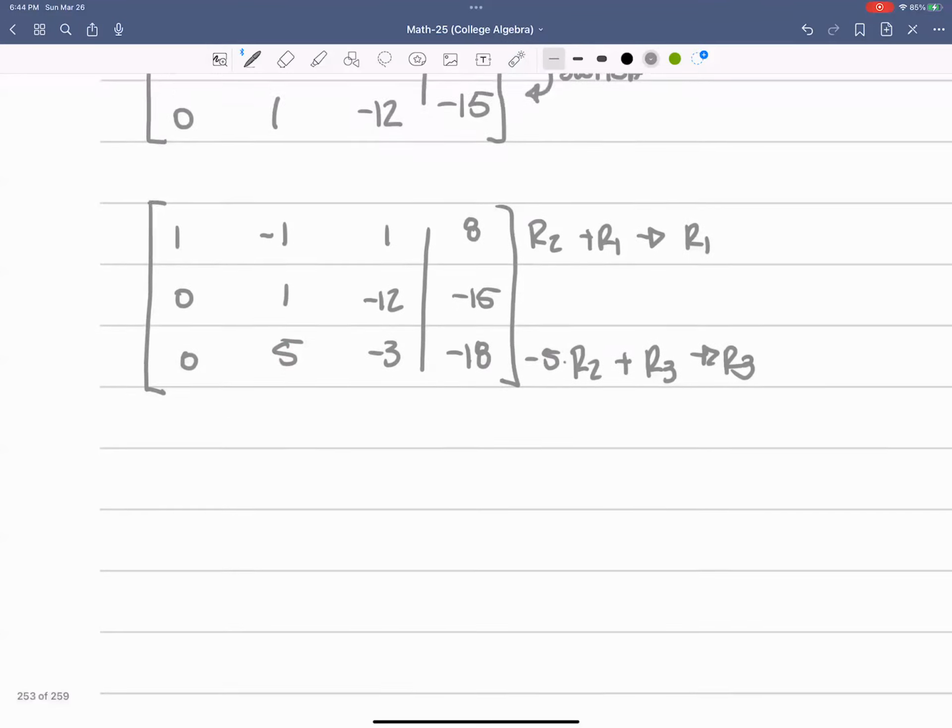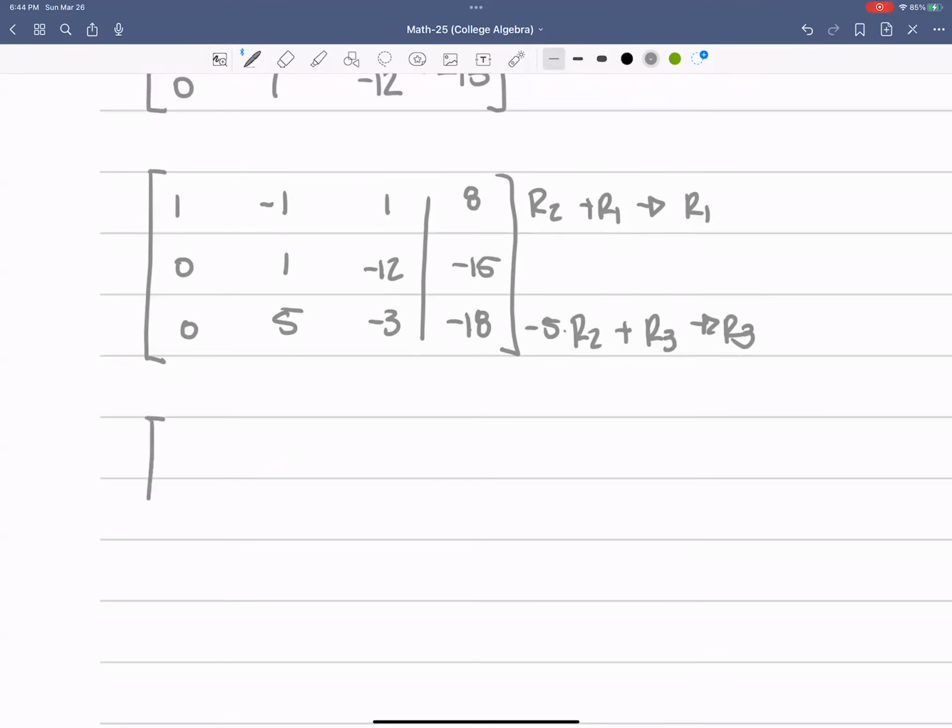So this time we're not messing with row 2, so let's just rewrite that one. 0, 1, -12, -15.